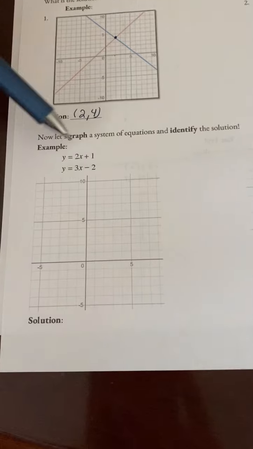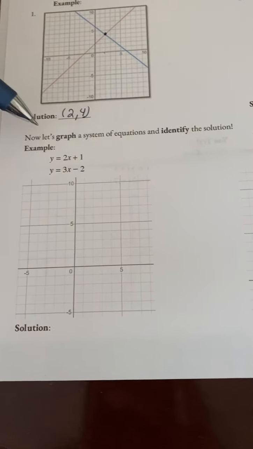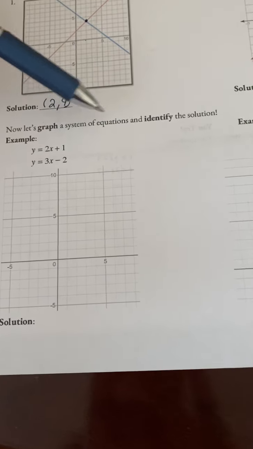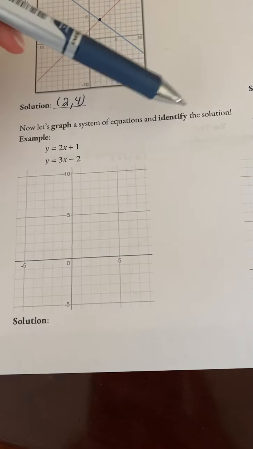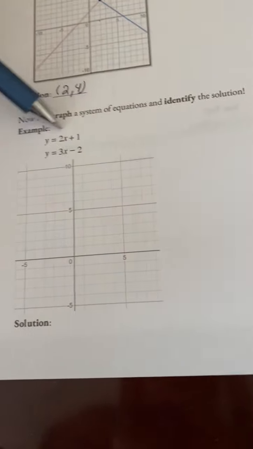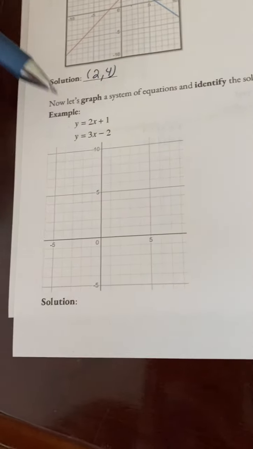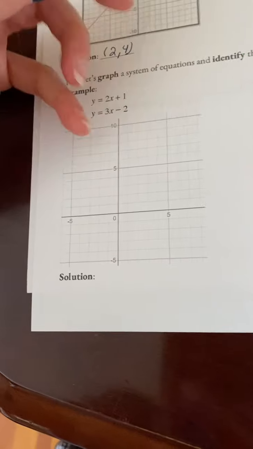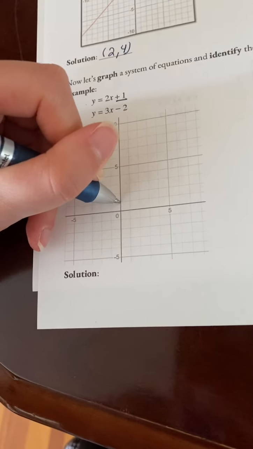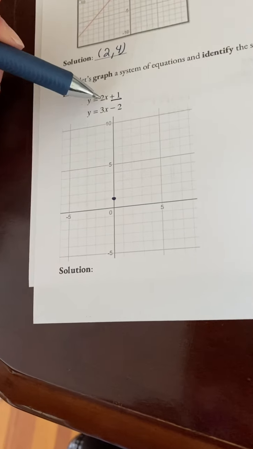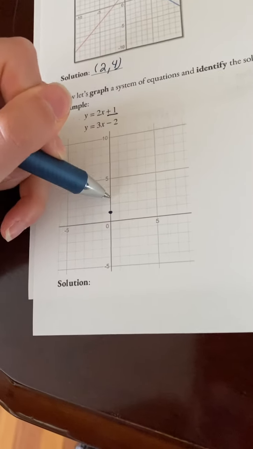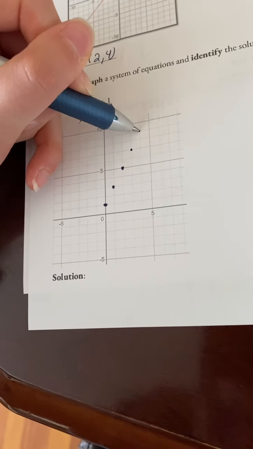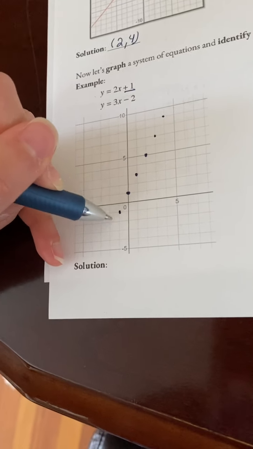Again, most of you have seen this in class already. Now we're going to graph a system of equations and then identify the solution. So just as before, I'm going to graph my equations. My first one is y equals 2x plus 1. So I'm going to start with my y-intercept, which is 1, and then my slope is 2. So I'm going to rise 2 over 1, and I'm going to keep doing that until I can't anymore.